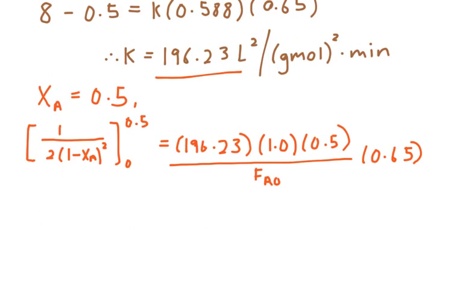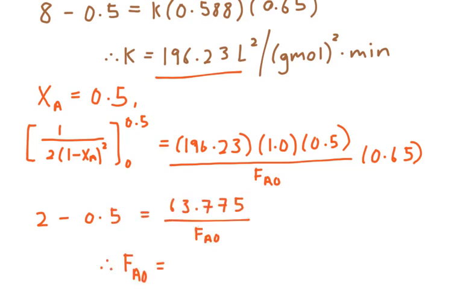Now you can solve for your FA naught. So you have 2 minus 0.5 is equal to 63.775 divided by FA naught. Therefore, you can solve that your FA naught will be equal to 42.5 gram mole per minute when the conversion is 50%.